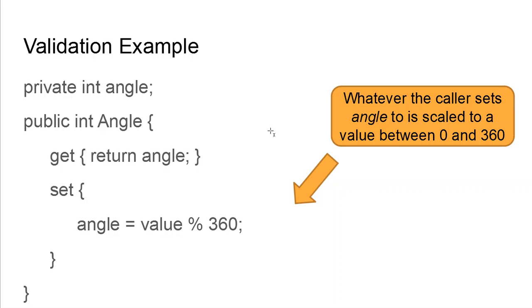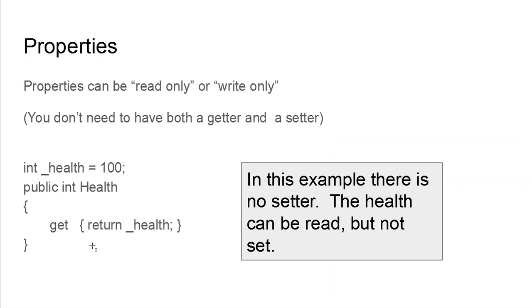Now, and I mentioned this before, do you need to have both a getter and a setter? And the answer is no. You can have just a setter or just a getter. So here is a public property called Health with capital H, and it is kind of a stand-in or a proxy for _health. _health is the private variable. Capital H is the public property that is the proxy for that private variable. And in this example here, we just have a getter. We don't have a setter. That is totally valid. You can have a get-only property.